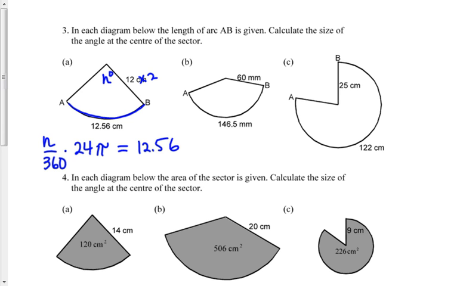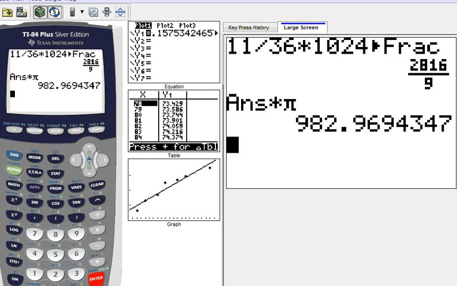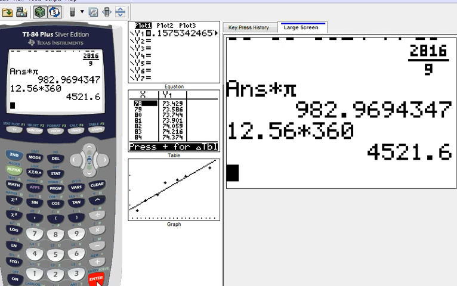So I'm just going to work backwards. I'm going to do n is equal to 12.56 times 360, because it's divided by 360 in the problem, and then divide that by 24 pi. And I'll show you how I do that on the calculator. So I'm going to do 12.56 times 360, enter. Now I want to divide that by 24 pi.